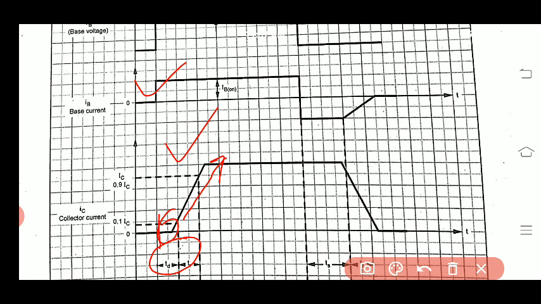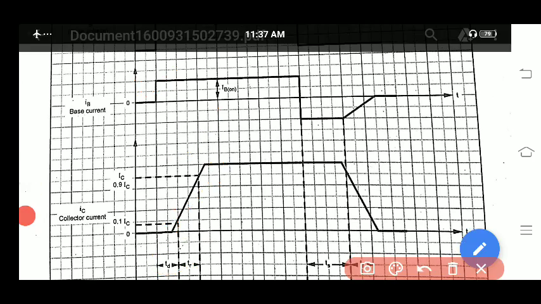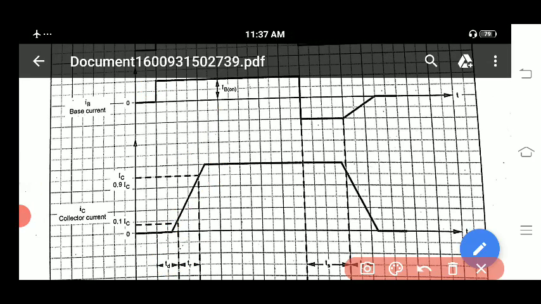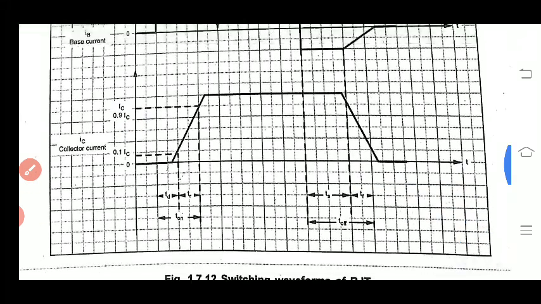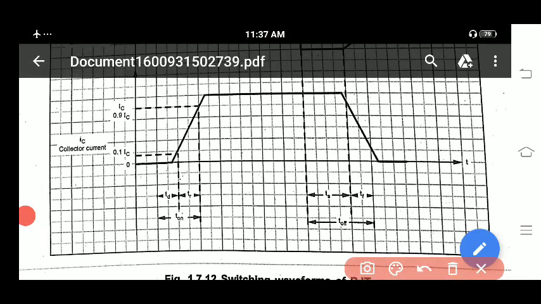Next, you will consider this one as a rise time. Rise time means the time required to increase your collector current to 90%. 0.9 IC means it is 90% of IC current. Next we will go with the fall time, the turn off time. Next we will come across the storage time, TS.